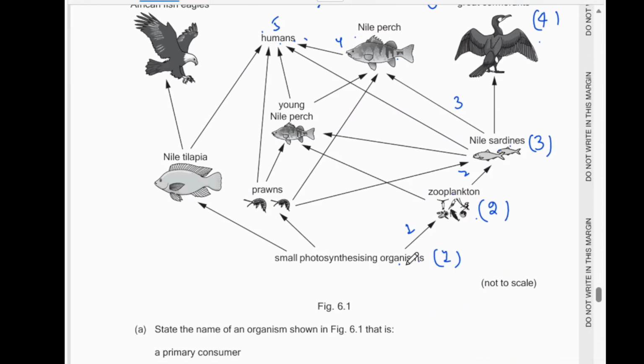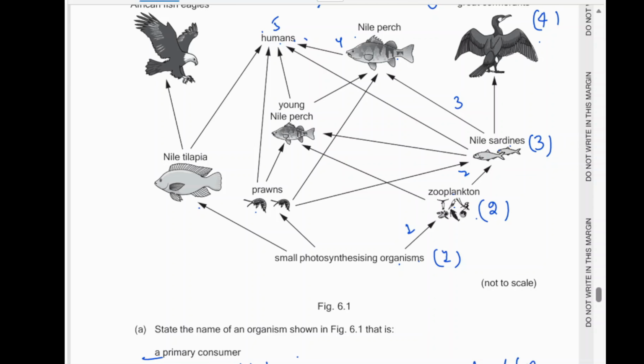Okay, what is a primary consumer over here? Primary consumers are those feeding on producers: Nile tilapia, prawns, and zooplanktons. Okay? So you have to write all, or you can write one. They have asked, you can write one. Zooplankton can be written.